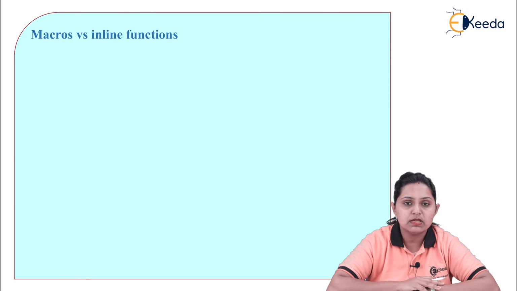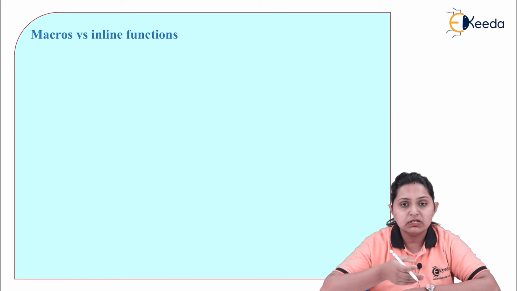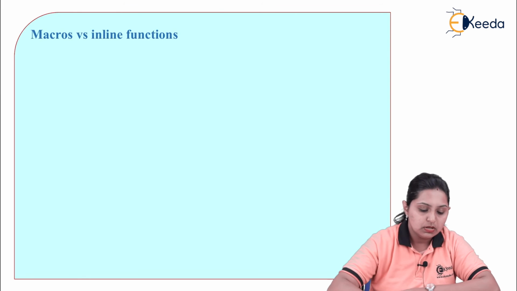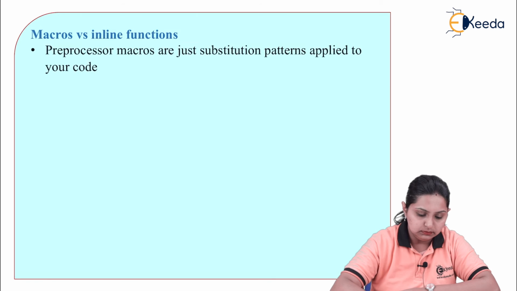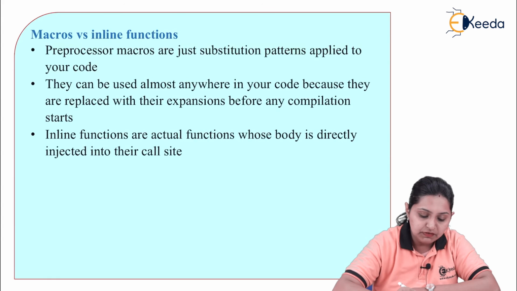As you know, macros are small functions or normal code, and an inline function is a function which you can perform at the time of compilation. So we'll see the difference. Preprocessor macros are just a substitution pattern applied to your code. They can be used almost anywhere in your code because they are replaced with their expansion before any compilation starts. Inline functions are actual function bodies whose body is directly injected into the call site.